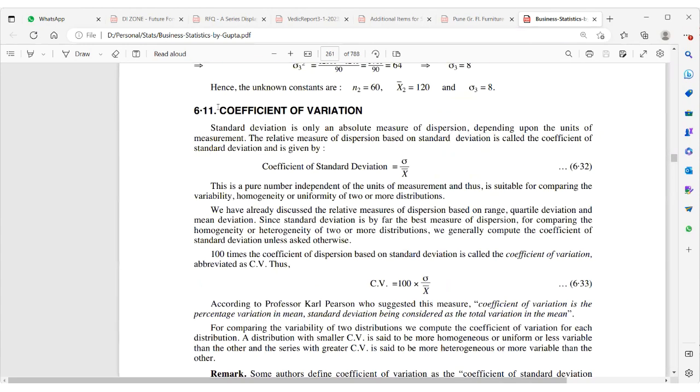Okay, coefficient of variation. That is the same thing. Coefficient of variation is used to find the deviation between two series. To compare the standard deviation, we use the coefficient of variation, in short form CV. The formula for this is the standard deviation divided by the mean, multiplied by 100, right?